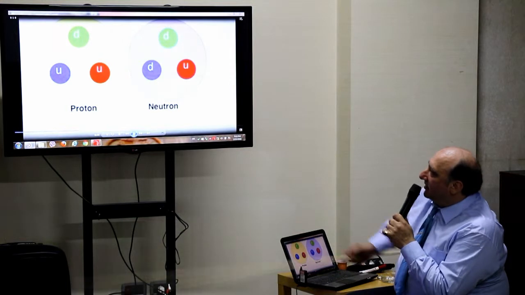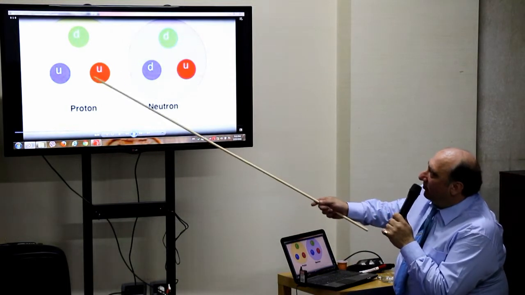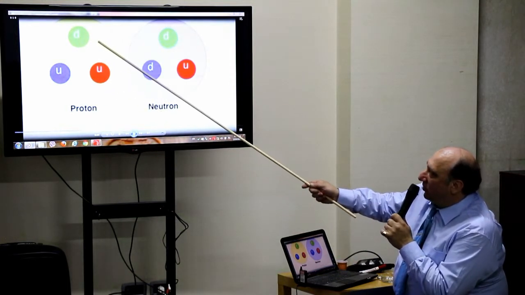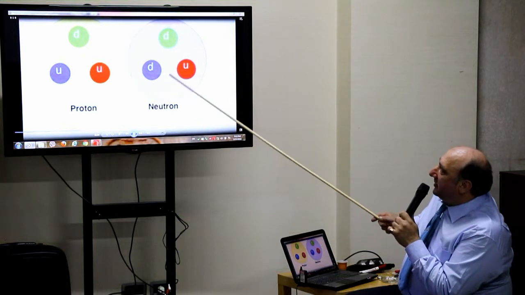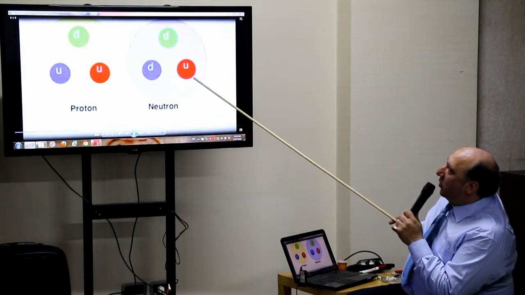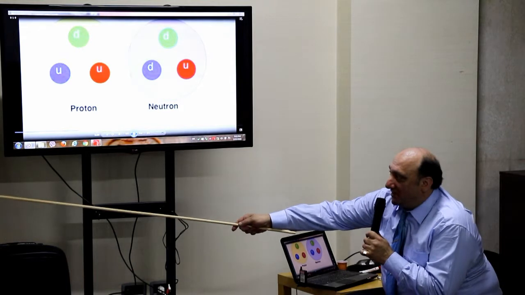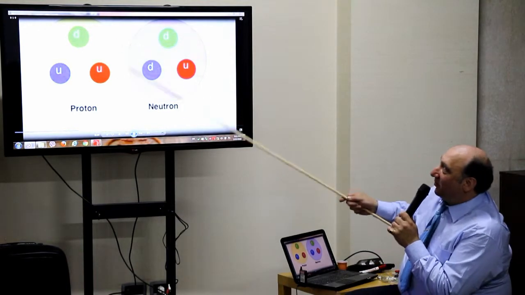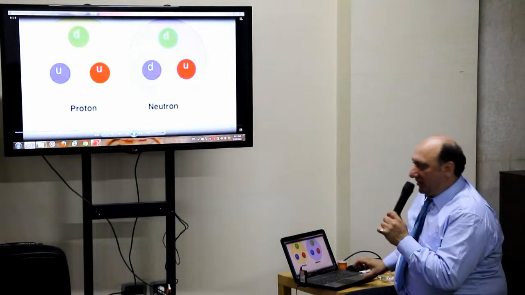Look, this is the proton. It is made from 2 up quarks and 1 down quark. And the neutron is made of 2 down quarks and 1 up quark. These atoms, the inside, are made from quarks also, smaller particles.